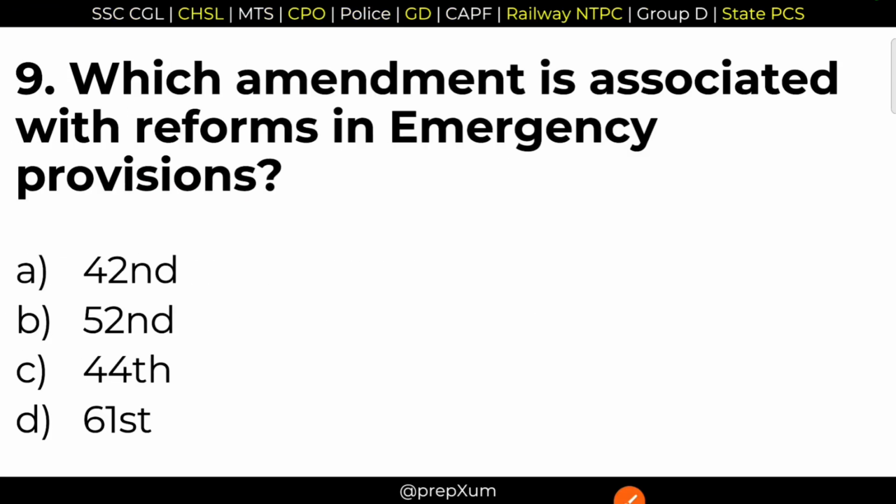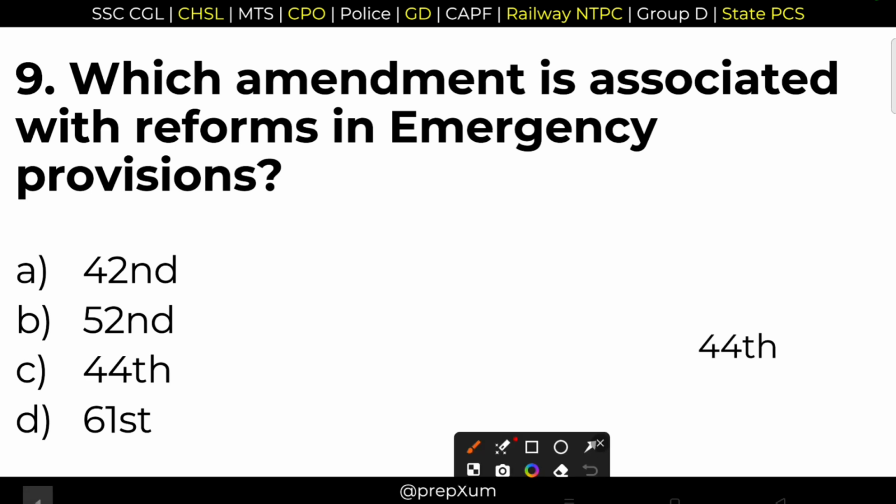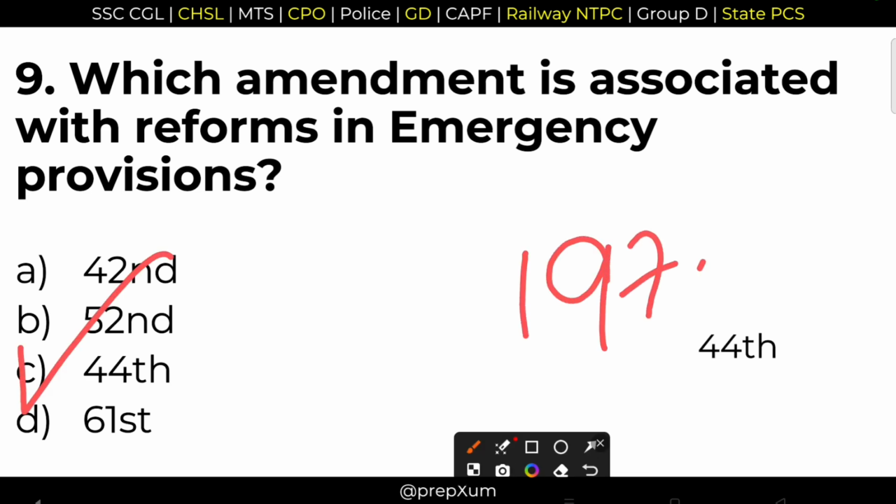9. Which amendment is associated with reforms in emergency provisions? Right answer, option C, 44th Constitutional Amendment Act 1978. It replaced the word internal disturbance with armed rebellion, and this is proclaimed by Article 352, National Emergency.